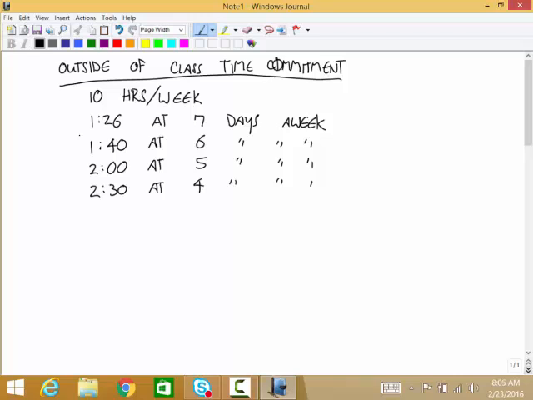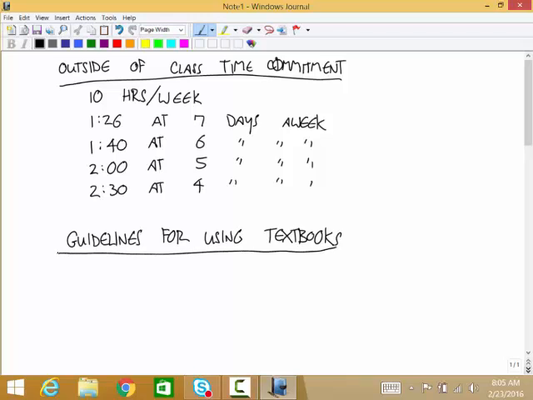Also, I think today we're going to get the textbooks, so I want to say something about using the textbooks. The textbook is not a replacement for any of the stuff that I'm asking you to do. For your own good, don't replace the time that I ask you to review the class notes with reading the textbook. And here's why.